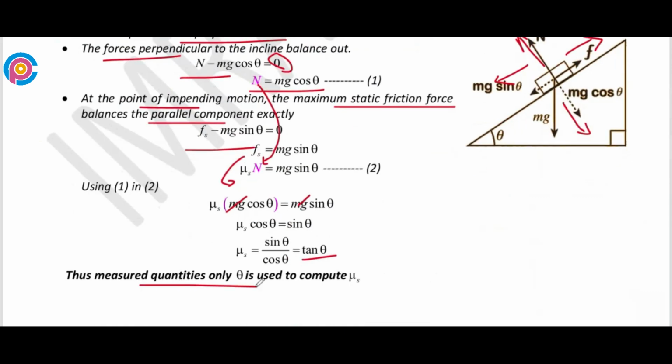So with the measured quantity theta, it is only enough to measure mu s, the coefficient of static friction. Theta is only required. That's the answer.